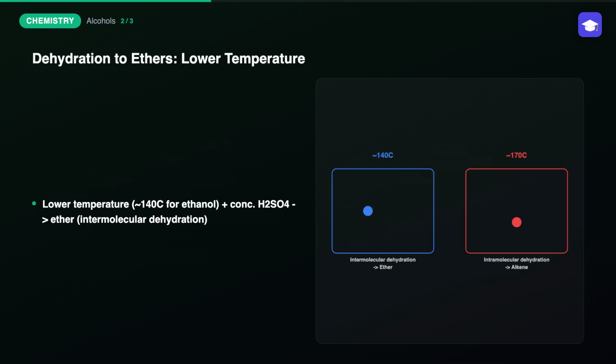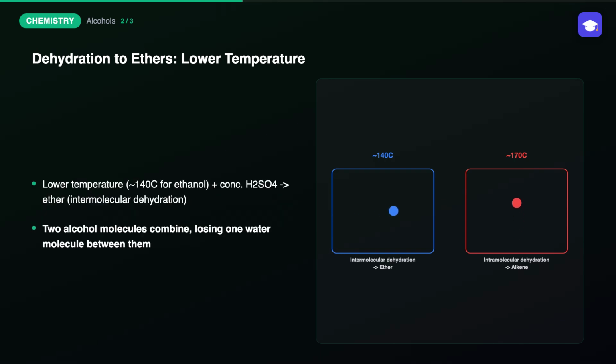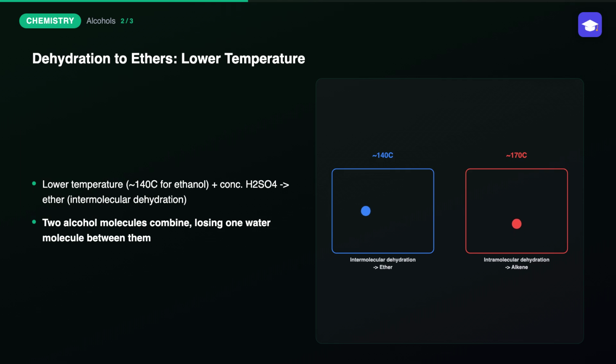At a genuinely lower temperature, around 140 degrees Celsius for ethanol, using the exact same concentrated sulfuric acid, the reaction instead proceeds through intermolecular dehydration. Two separate alcohol molecules combine together, losing one water molecule between them, to form an ether.